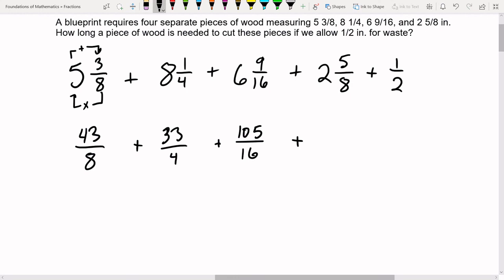8 times 2 is 16, plus 5 is 21. And then 1/2 is 1/2. Now we need to get common denominators. And hopefully this is clear that 16 is the common denominator here. 2, 4, 8, and 16, right? These are all just multiples of 2. And all of them can go into 16.